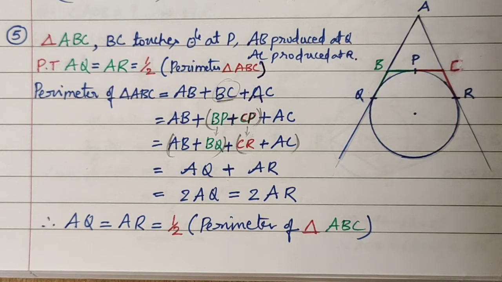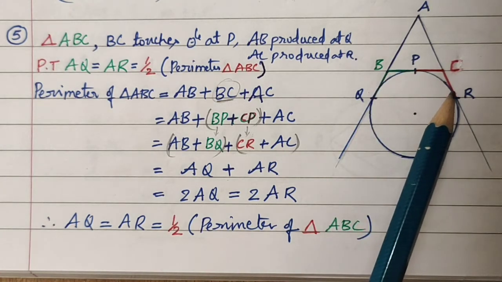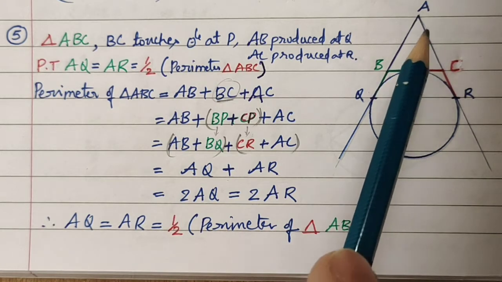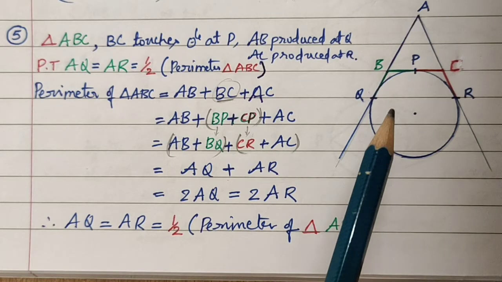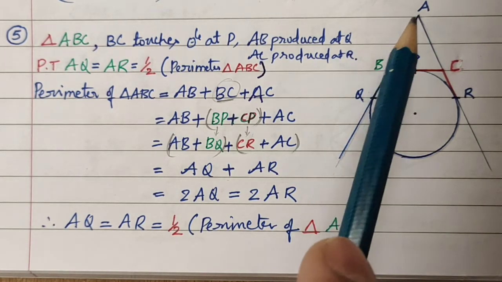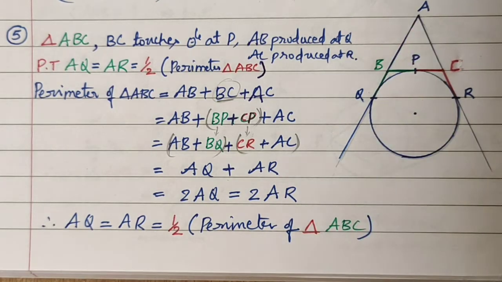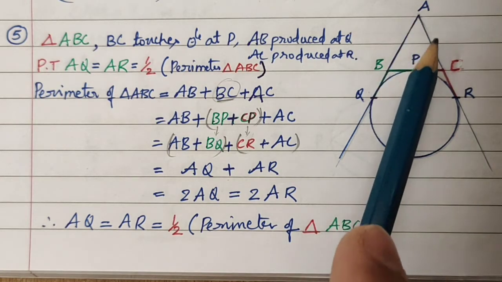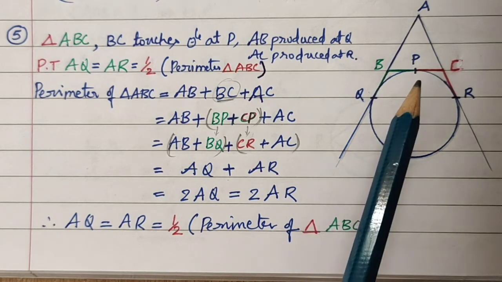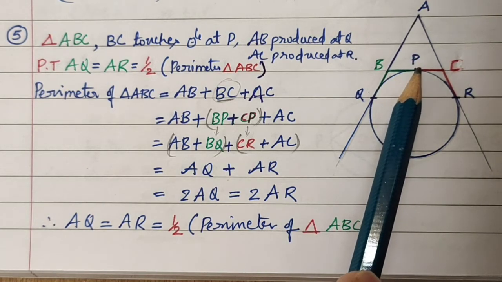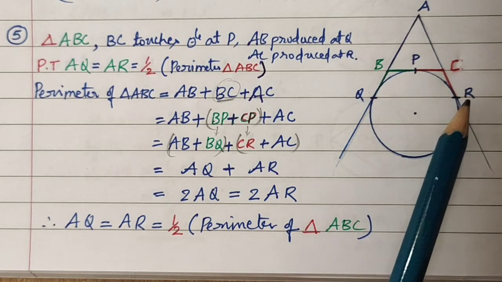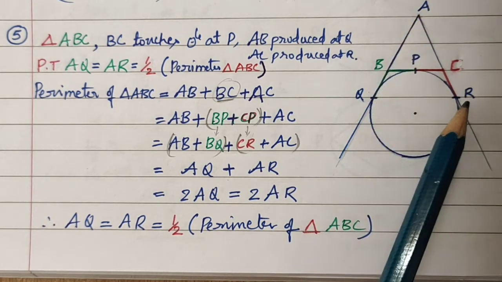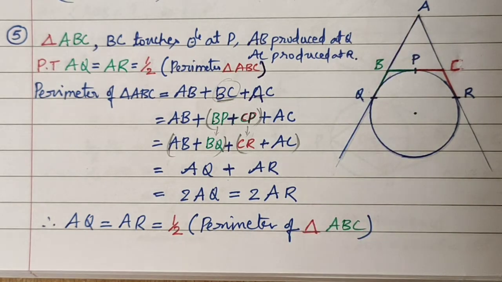In the given figure, a circle touches the side BC of triangle ABC at P, and also touches AB produced at Q and AC produced at R. We need to prove AQ is equal to AR is equal to half of the perimeter of this triangle ABC.